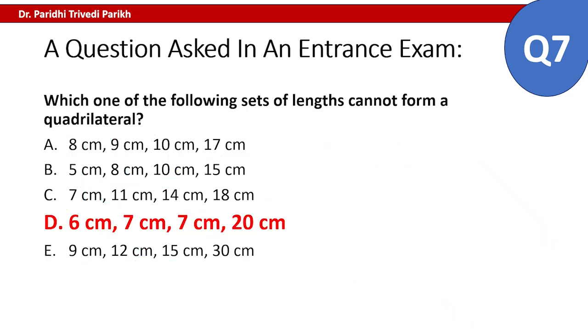This way, option D is the answer. Only option D doesn't follow the rule, which is very important to make a quadrilateral. That is, the sum of any 3 sides of a quadrilateral is always greater than the 4th side. I hope I'm very, very clear, and I hope this video was helpful to you.